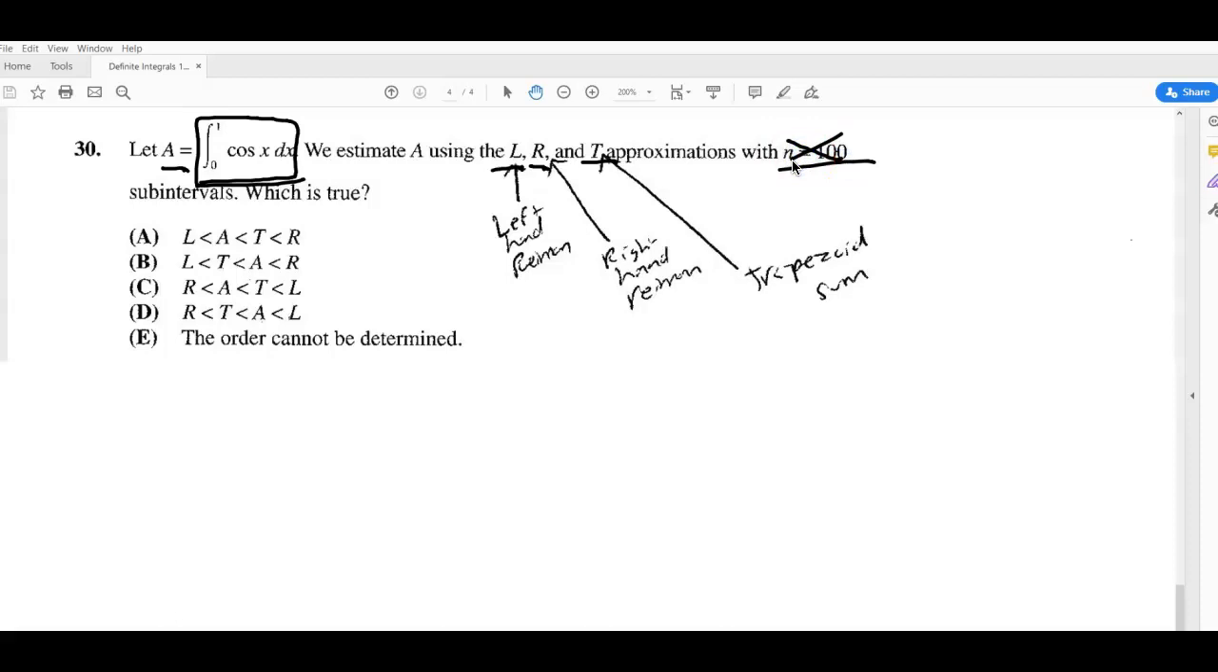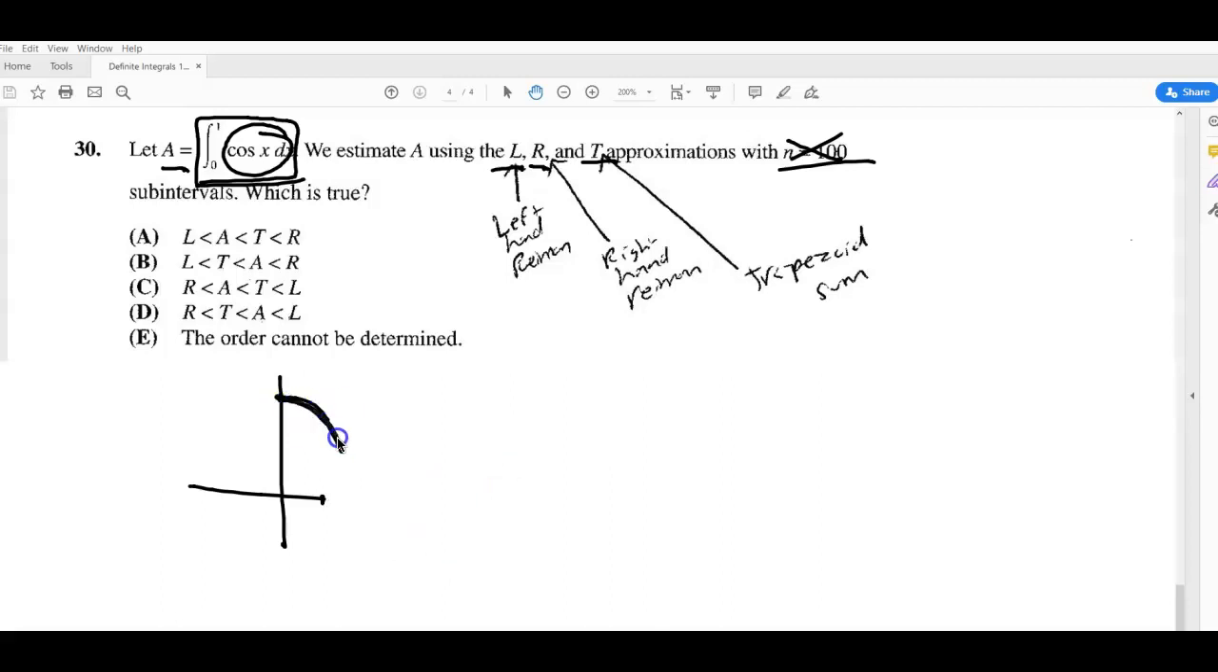So for instance, this first one here, A, what that means is that the left-handed sum is less than the actual area, which is less than the trapezoid sum, which is less than the right-handed sum. So how the heck are you going to know that? Well, first of all, it's kind of important you understand what the graph of cosine looks like. Okay? So cosine starts at 1 and then it goes down like that, right? Now it hits 0 here at pi over 2, which is a little bit more than 1. So 1 is here. So we're really only looking at maybe this much of our graph here.